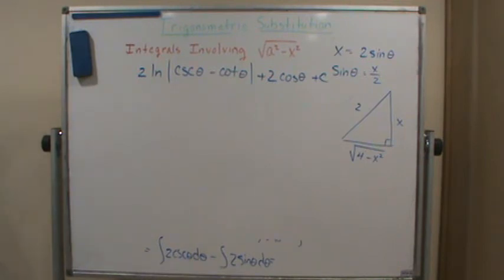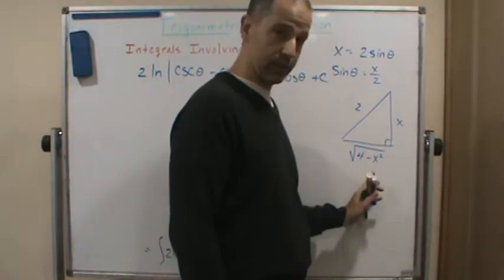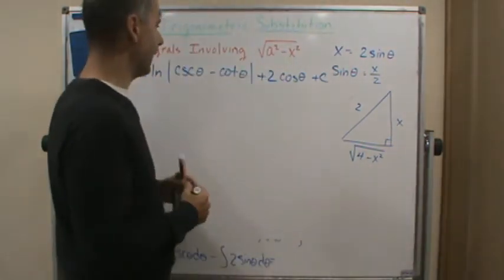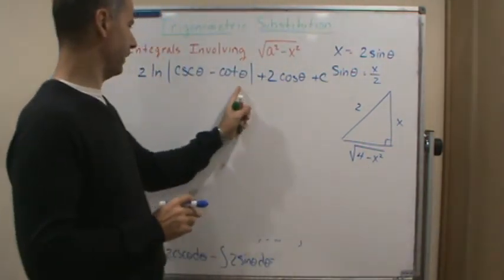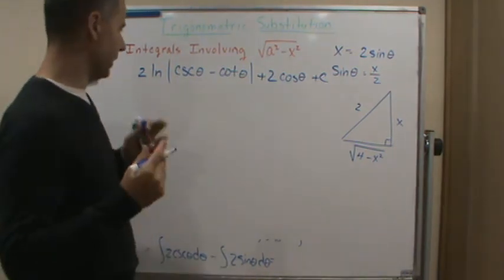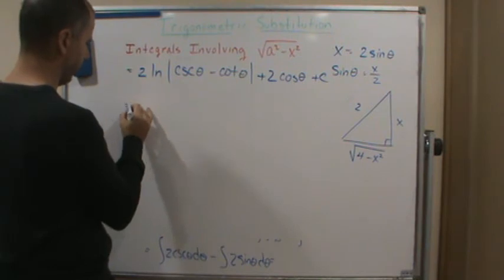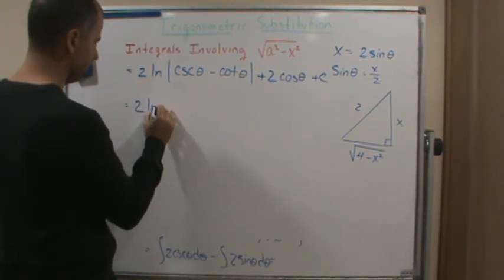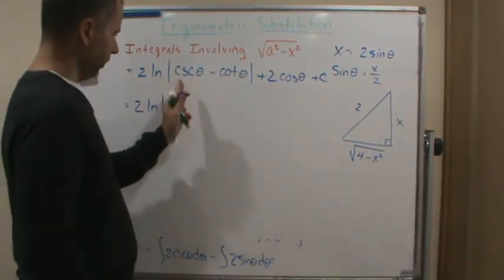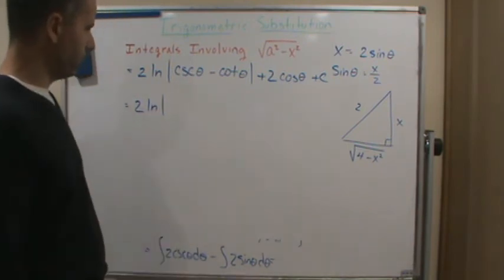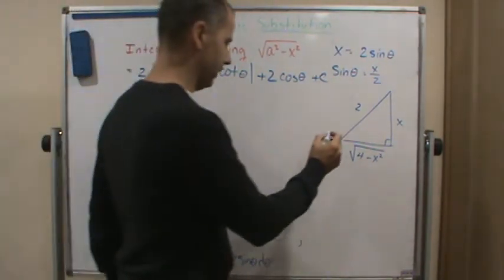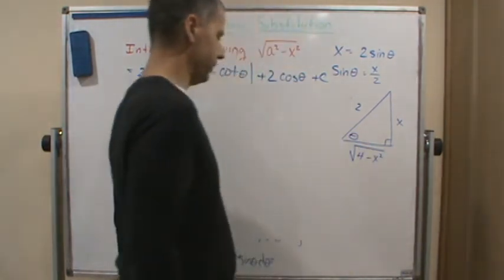Now, be careful, we're not done yet. We integrated everything, but this is in terms of theta. We need to put it in terms of x. So this is where our reference triangle comes in again. Now we've got to go back and put everything in terms of x. So let's do that. Here's my reference angle.